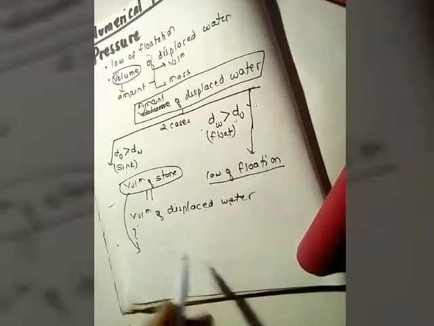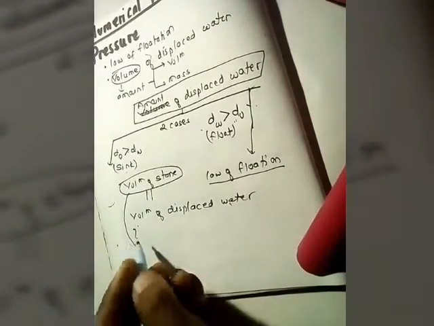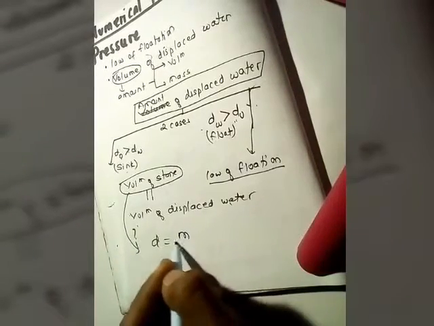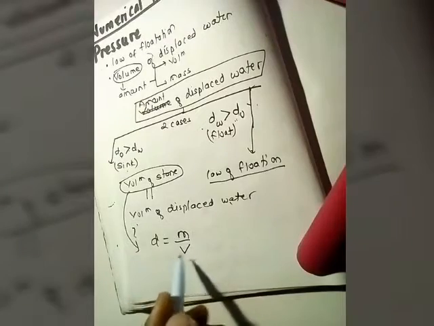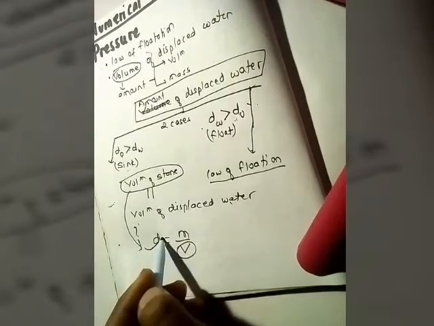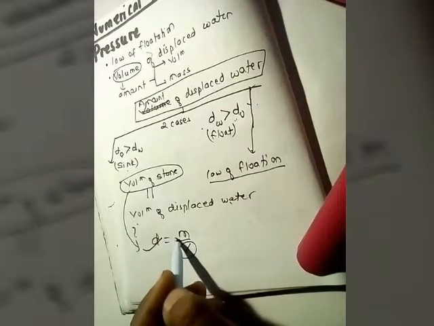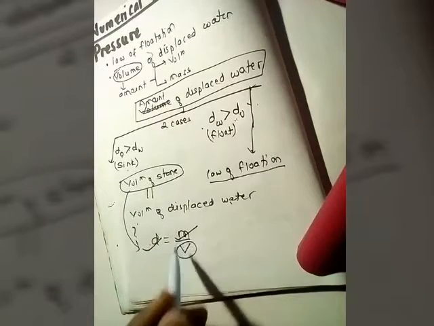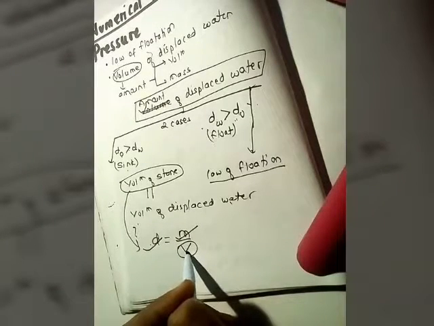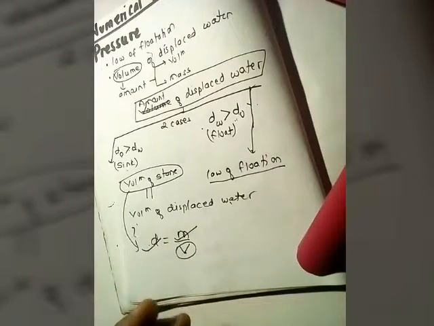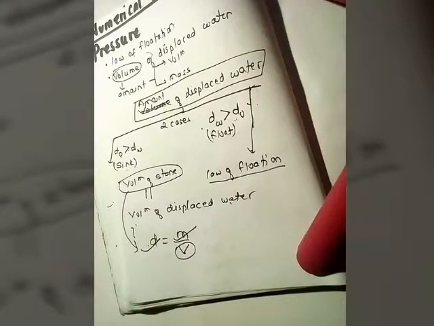Now how do you find the volume of stone? To find it, you must be given two things, because we have the formula: density equals mass by volume. So you must have the information of what is the density of the stone and what is the mass of the stone. Once these two things are given, we can find the volume of stone, and once we have the volume of stone, we can easily find the volume of displaced water. So let's do a numerical.